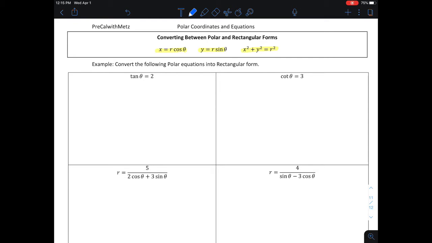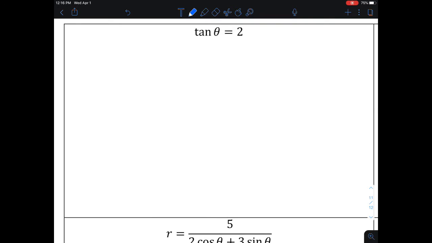And so let's look here at this first problem where we have tangent of theta is equal to 2. Now, my conversion formulas are in terms of sine and cosine. So I would rewrite tangent of theta as sine of theta divided by cosine of theta, and that is equal to 2. Well, I can't just jump in and say sine is y, cosine is x, because our conversion formulas say that both sine and cosine have to be multiplied by r. So I'd have to multiply both the top and the bottom of that by r, and that's going to give me r times sine of theta divided by r times cosine of theta is equal to 2.